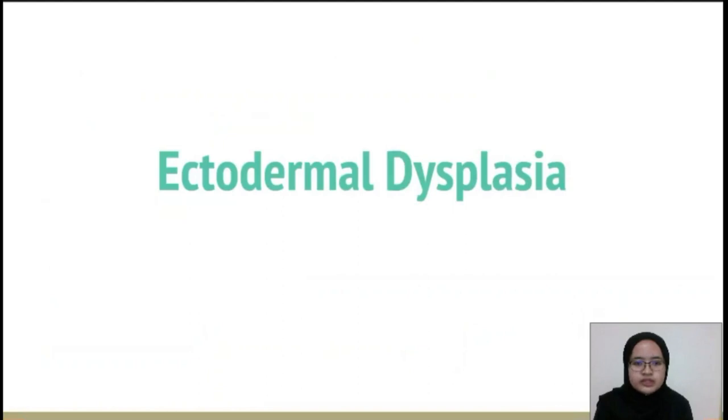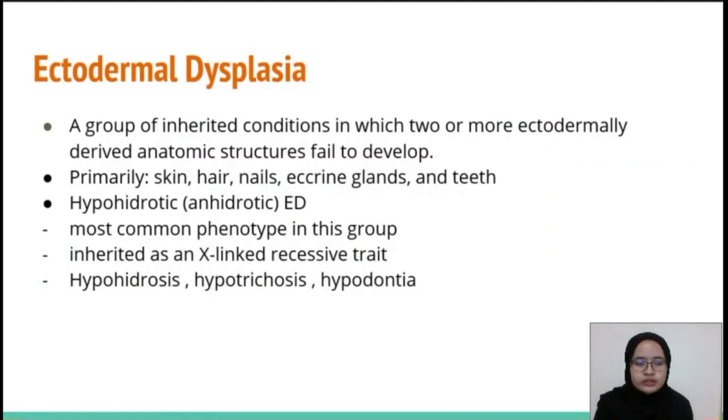The first lesion is ectodermal dysplasia. Ectodermal dysplasia is a group of inherited conditions in which two or more ectodermally derived anatomic structures fail to develop, and these tissues primarily are the skin, hair, nails, eccrine glands, and teeth. The current classification of ectodermal dysplasia is based on clinical features.